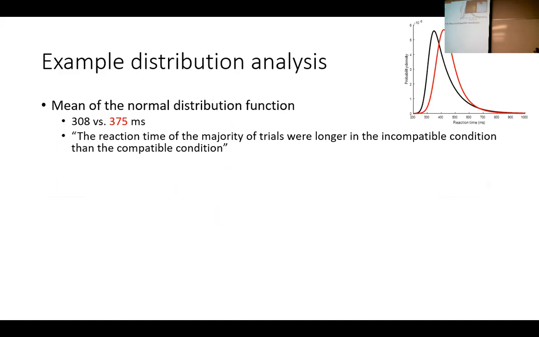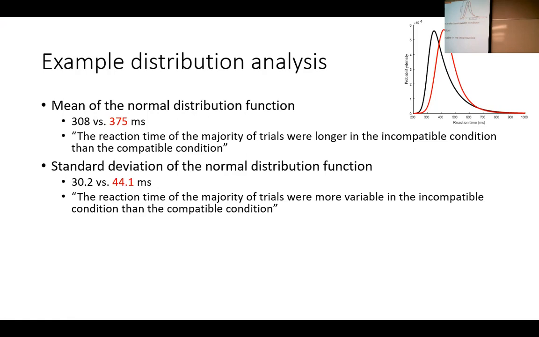So if I were doing a distribution analysis, as you'll be doing in the last assignment, so we saw that the mean of the normal distribution function increased. So what I would say is that the reaction time of the majority of trials, so the ones within the normal distribution, were longer in incompatible conditions than compatible conditions. I'll move this down here. So when we look at incompatible conditions, the majority of trials, by majority I mean the normal distribution part, they get longer. So most trials are long.